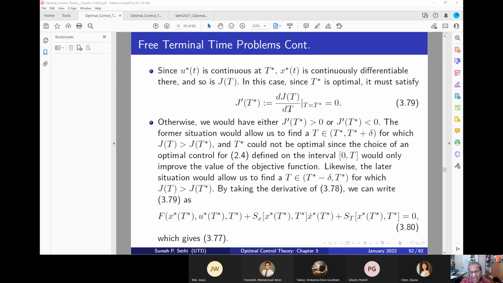What I'm trying to say is that even with a control which may not be optimal, I'm able to find a J of T which is bigger than J of T star. So clearly, if I found an optimal control, I could do even better than J of T star. So even with a slightly non-optimal control, I was able to do better than if I were to resolve the problem for T star plus delta. I can only do better. So I can improve this guy.